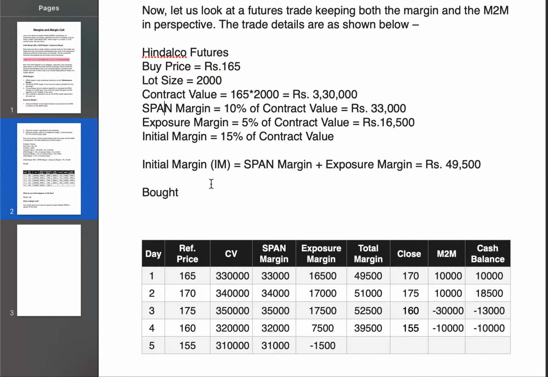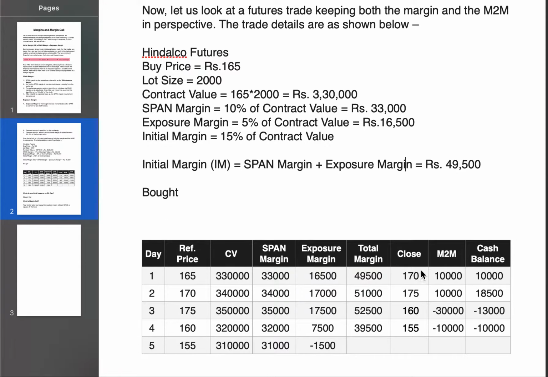Okay, I bought it at 165. 165 is the reference price. So contract value is 3.3 lakhs, SPAN is 33,000, exposure is 16.5k, total margin is 49.5k, 49,500.